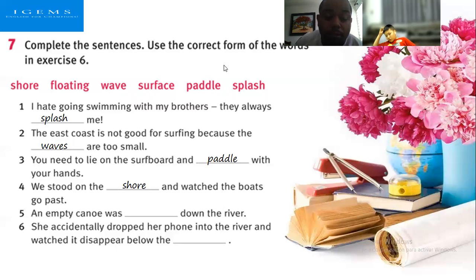An empty canoe was floating down the river. Okay, number 6. She accidentally dropped her phone into the river. All right, and watch it disappear below the surface. That is correct.